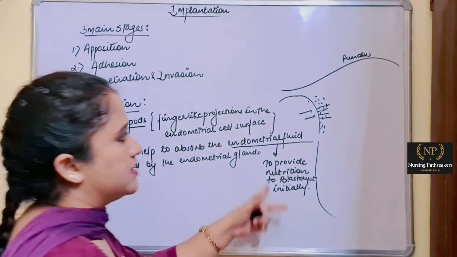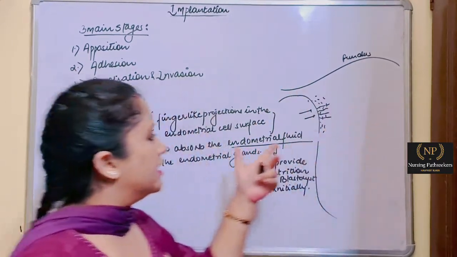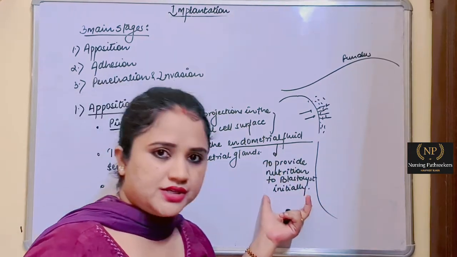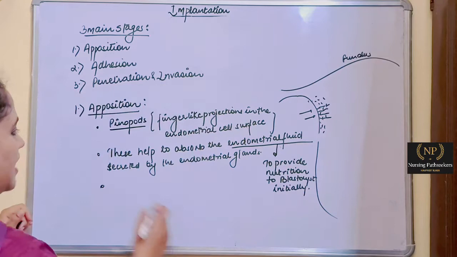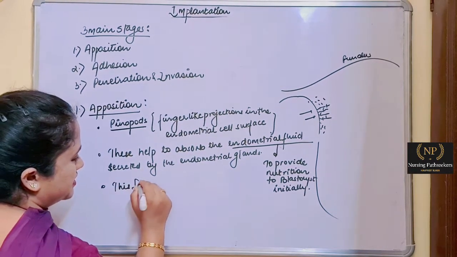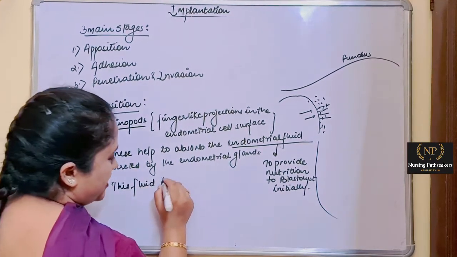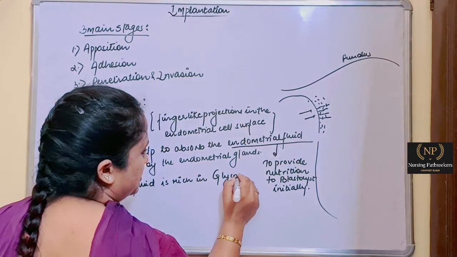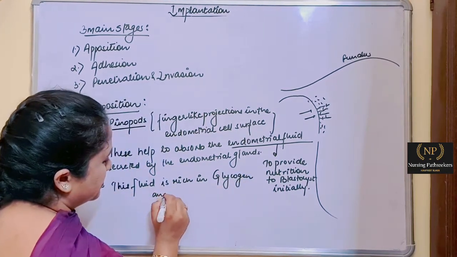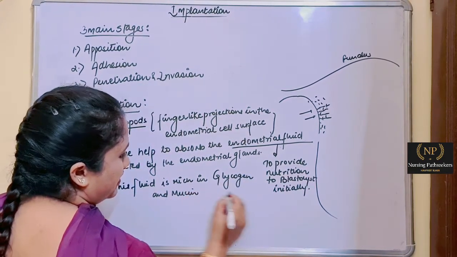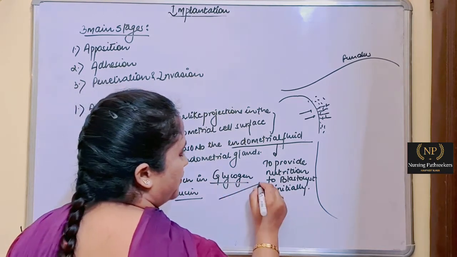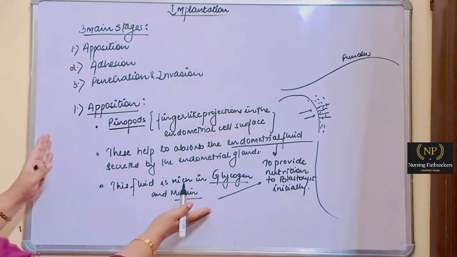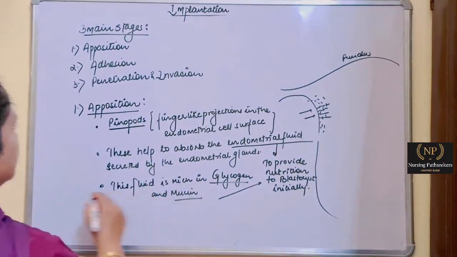When the blastocyst was floating inside the uterine cavity, the endometrial glands secreted the endometrial fluid that provided nutrition to the blastocyst. Now, this fluid is rich in glycogen and mucin. This glycogen and mucin provided nutrition to the blastocyst initially. So this is the stage of apposition.